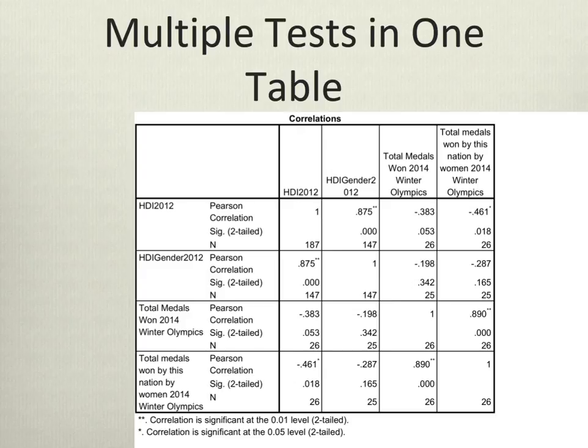By doing this, I can see right away that there's a very strong correlation between your score on the HDI and your score on the HDI Gender Equity Index. That's not surprising at all. But I can also see that there is a statistically significant relationship between your score on the HDI and the total medals won by women, but there is not a statistically significant relationship between the HDI and the total number of medals won, though it's pretty close.